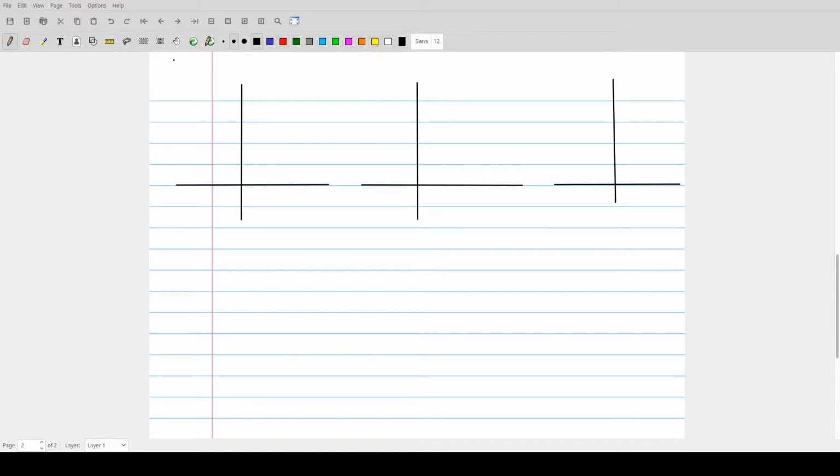The first trace is going to be along the z-axis. If you look along the z-axis, you're going to see the xy plane. If you look along the x-axis, you're going to see the yz plane. And if you look along the y-axis, you're going to see the xz plane.